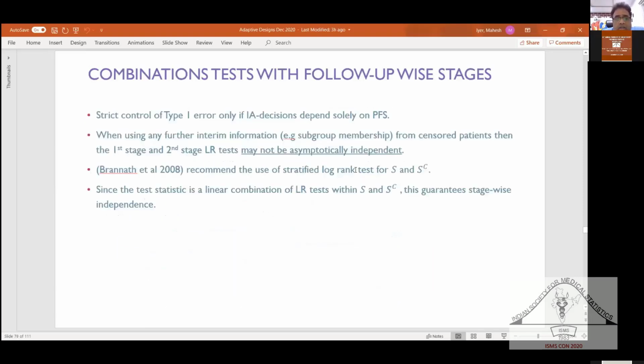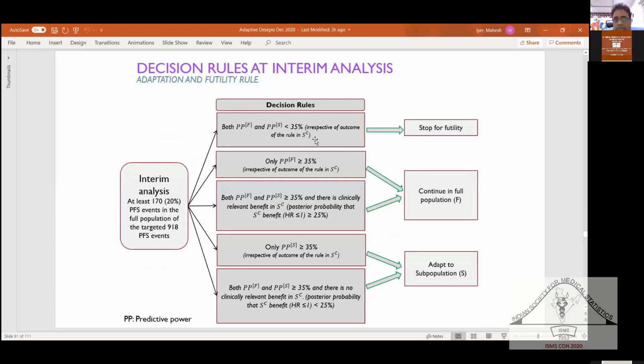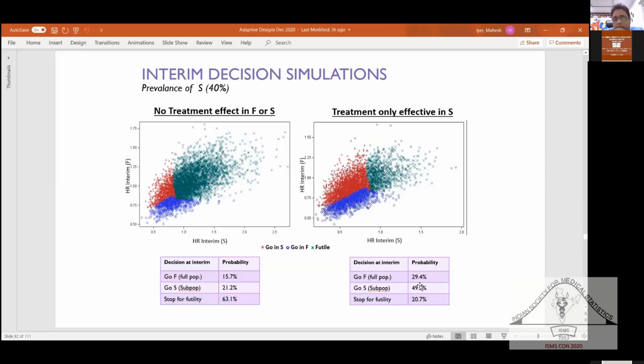It's a very, very nice case study where this is your decision rule at the interim analysis. If the predictive power for both the full and the subpopulation is less than 35%, then you stop for futility. If the predictive power in the full population is greater than 35%, then you continue to the full population. If only the subpopulation predictive power is greater than 35%, then you adapt and only go to the subpopulation. These are the different decision rules. But this is just a more complex extension of what we did before when we looked at 2 treatment arms, chose one of them, dropped the other one, and then did the combination test. So we'll do exactly the same sets of things here as well.